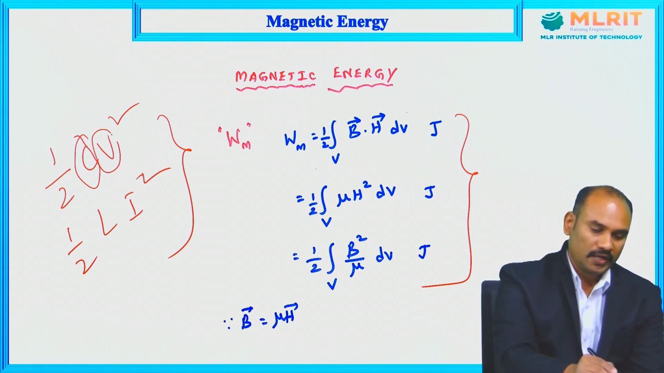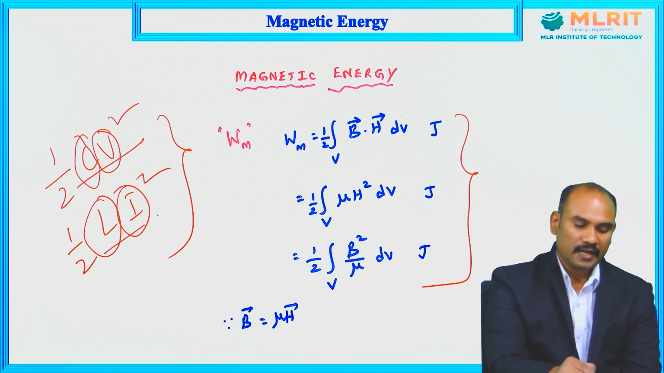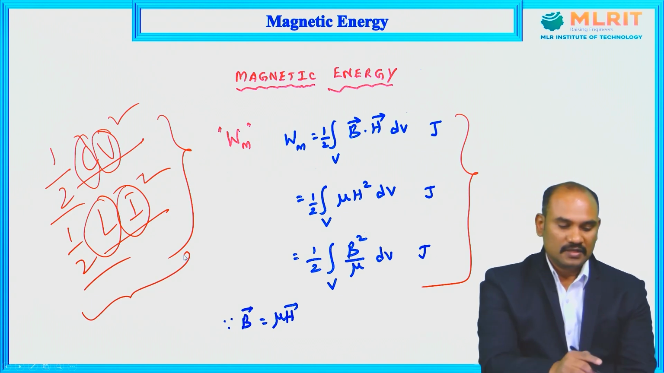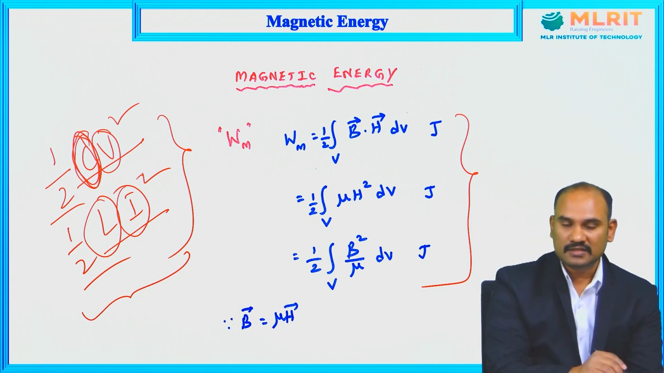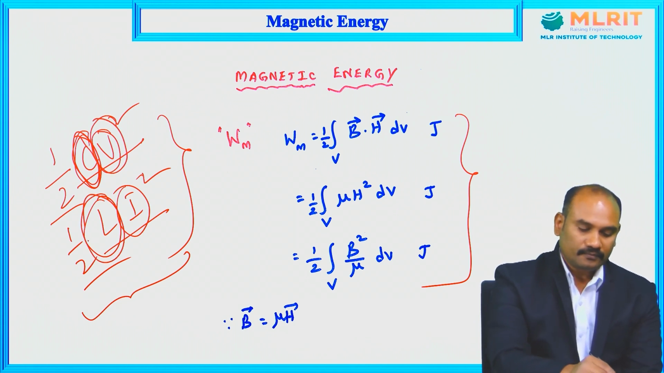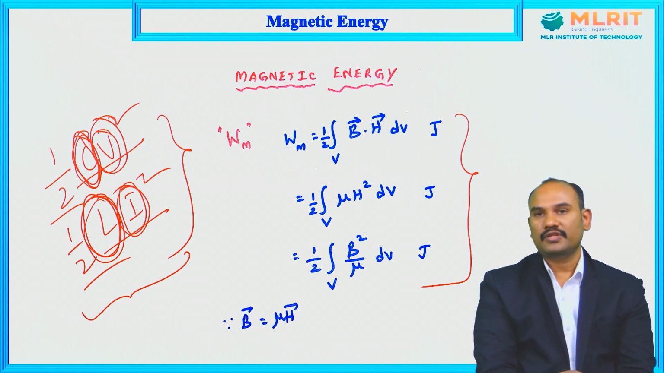Capacitance, voltage. Inductance, current. CV square, LI square, half, both are the same. These are the formulae which are applicable in circuit theory, where C stands for the capacitance of the capacitor, V is the voltage applied across the capacitor, L stands for the inductance of the inductor, and I stands for the current flowing through the inductor.